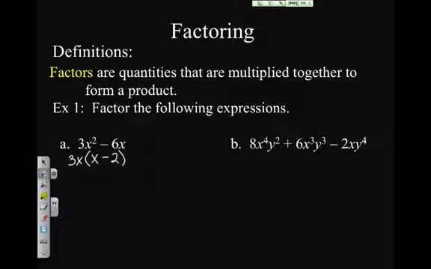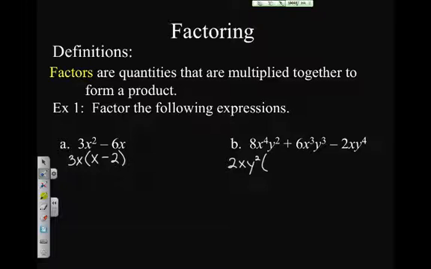And the second one, for part B, we've got 3 terms. But again, the first thing we check for is a common factor. Between the 8, 6, and 2, we know that we can factor out a 2. When we look at the x's, we've got x to the 4th, x cubed, and x. We can factor out 1x from each of those. When we look at the y's, we have y squared, y cubed, and y to the 4th, so we can factor out y squared from each of those terms.